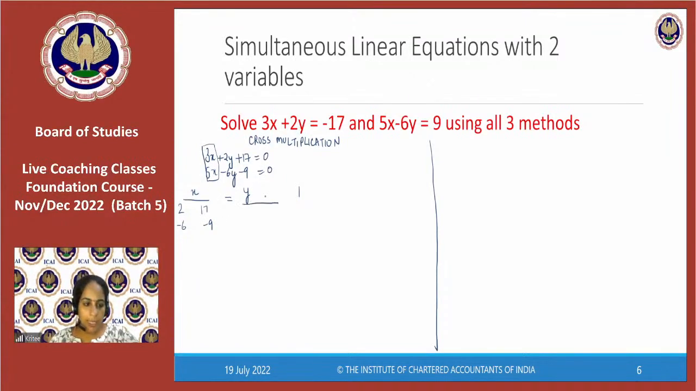Under y, again leave this y column and post the other numbers. So other numbers would be in the cycle. Go to the next one. 17, minus 9 and 3 and 5 equals to, under 1, leave this third column and place the other coefficients 3, 5, 2 and minus 6. Try to understand this. Try to understand it here.